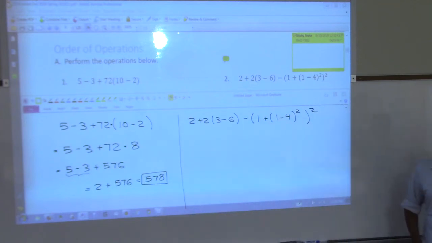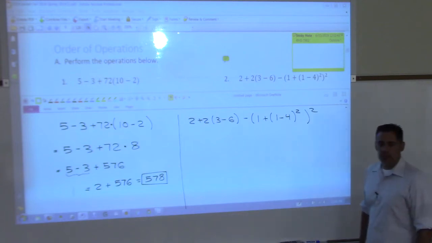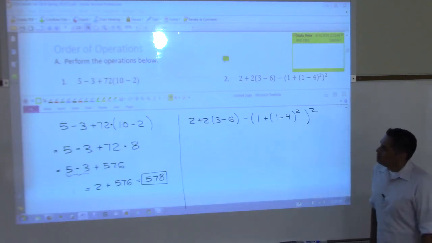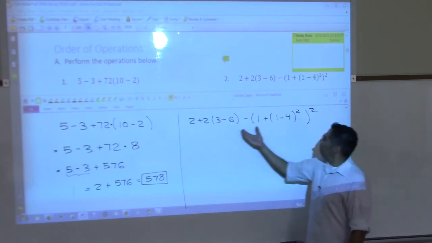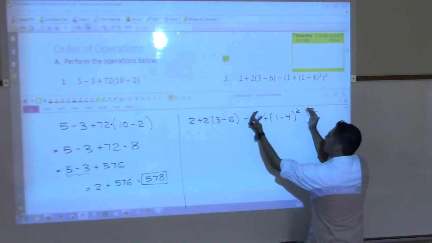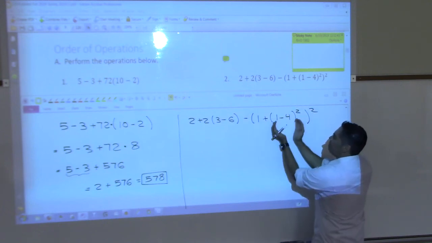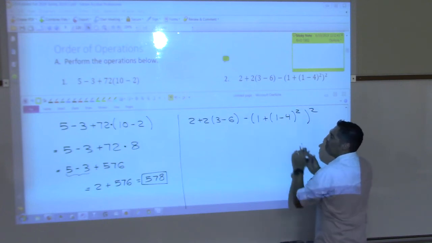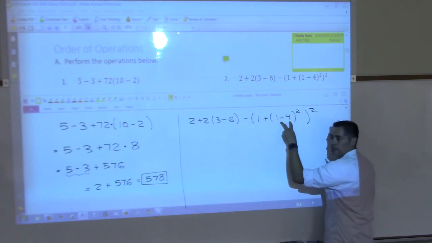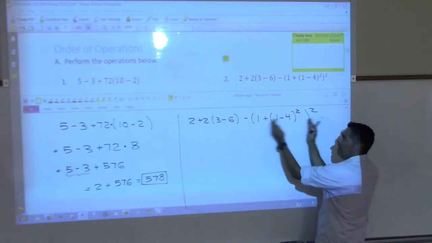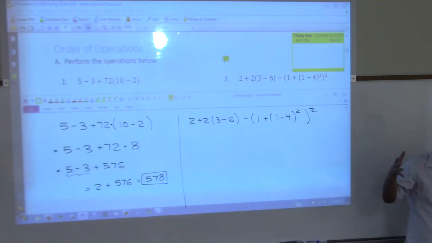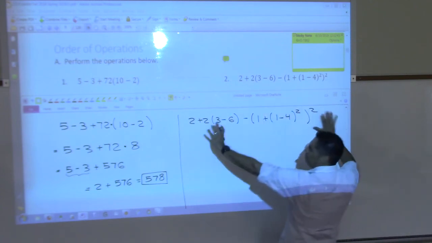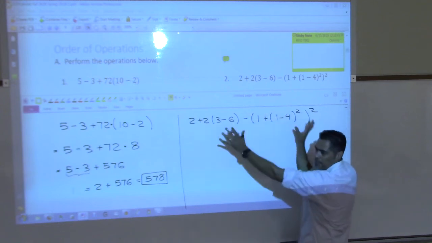We have multiple parentheses, so which one do you do first? Parentheses, 3 minus 6. This one I could do right now, couldn't I? Over here we have a parentheses, and inside of that we have another parentheses. So I should do this one before the outer one. You always want to work your way from the inside out. But if you have two groups of parentheses, you can do them separately.